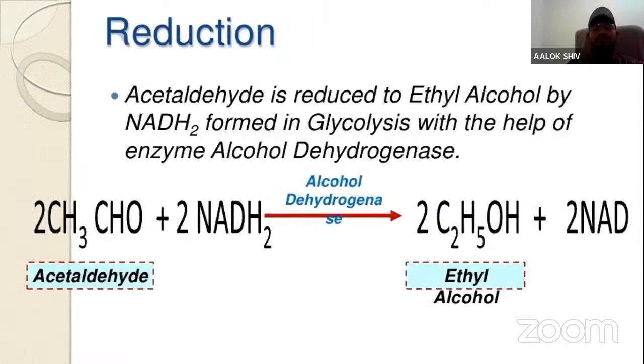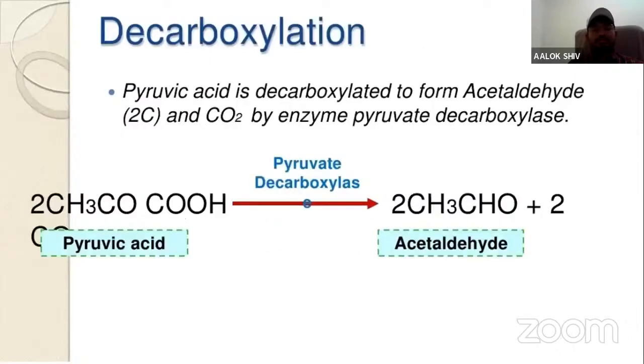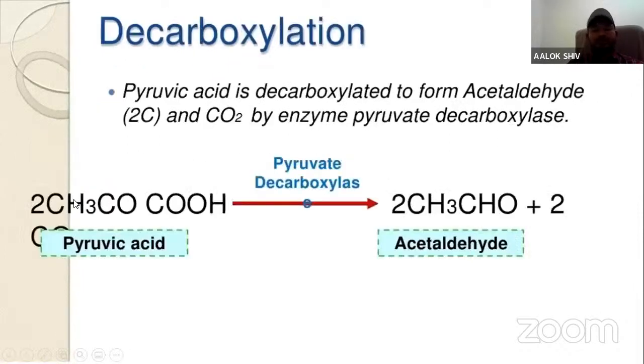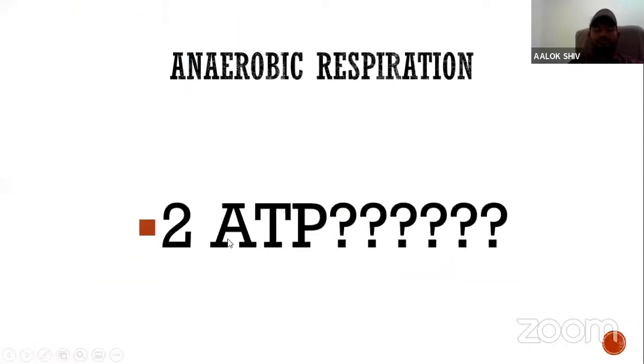So the last step is the reduction. In reduction, the acetaldehyde gets converted into ethyl alcohol, and this is the final product of the anaerobic respiration, with the help of the enzyme alcohol dehydrogenase. So why are there only two ATP? Here we can see in glycolysis there is formation of two ATP and two NADH, right? But in reduction these two NADH are used. That's why only two ATP remain.